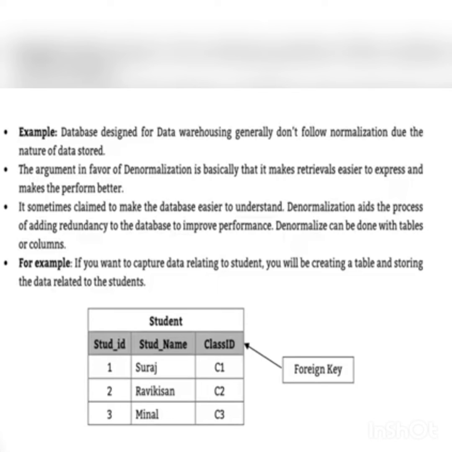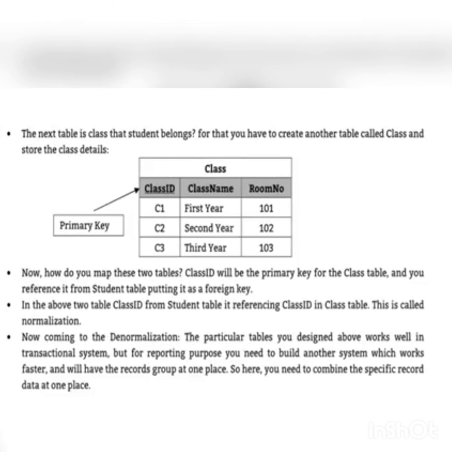For example, if you want to capture data relating to students, you will create a table and store the data related to the students. Here one student table is given. In that, student ID, student name, and class ID are the attributes, and for this relation, class ID is the foreign key. The next table is the class the student belongs to. You have to create another table called class and store the class details. Here class ID works as the primary key for this relation.